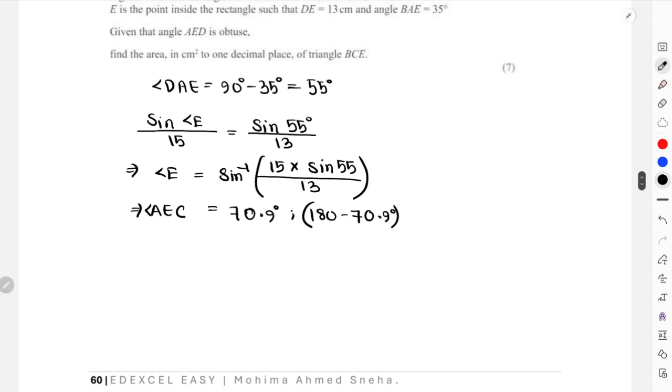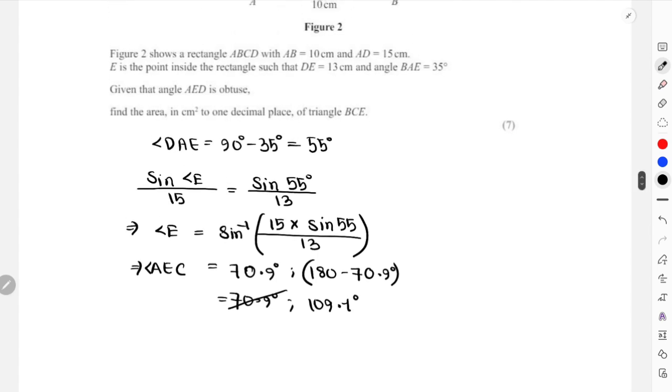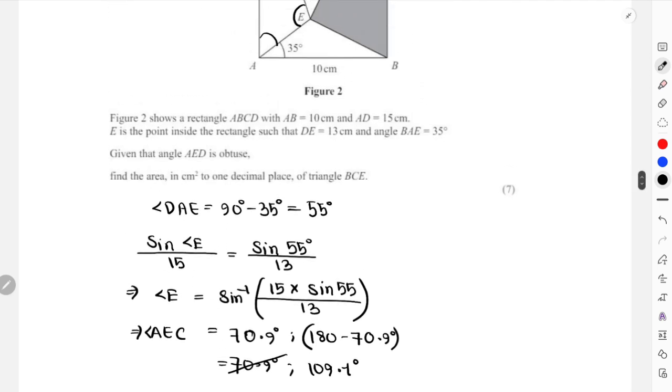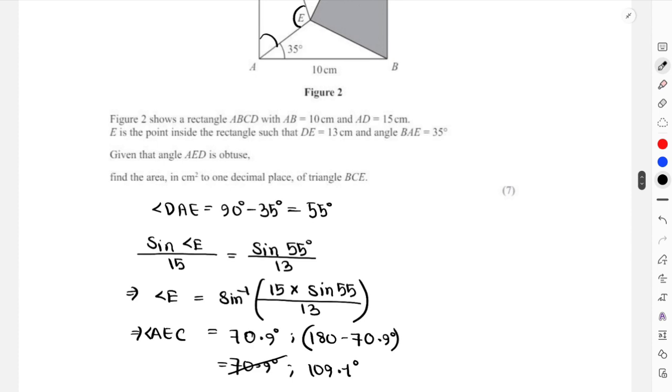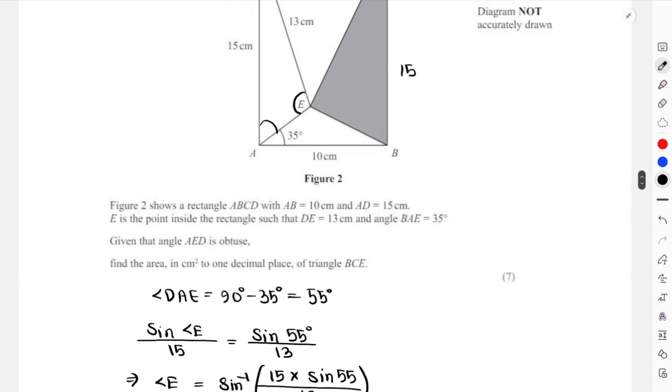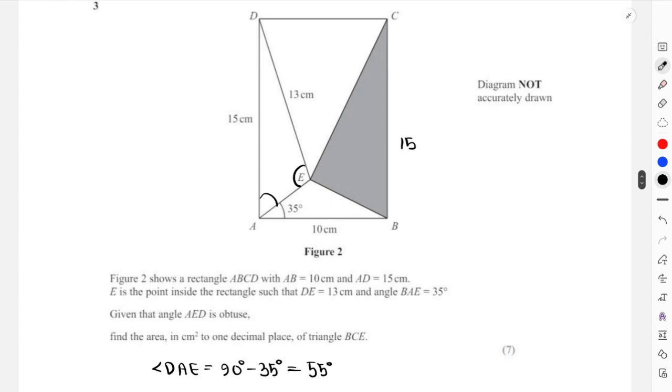This is 109.1 degree, so 70.9 degree, 109.1 degree. We're only going to accept this one. Okay, now yeah, this is it, 109.1 degree. After this, now we have the angle, but using the angle we can calculate the length of this AE side.